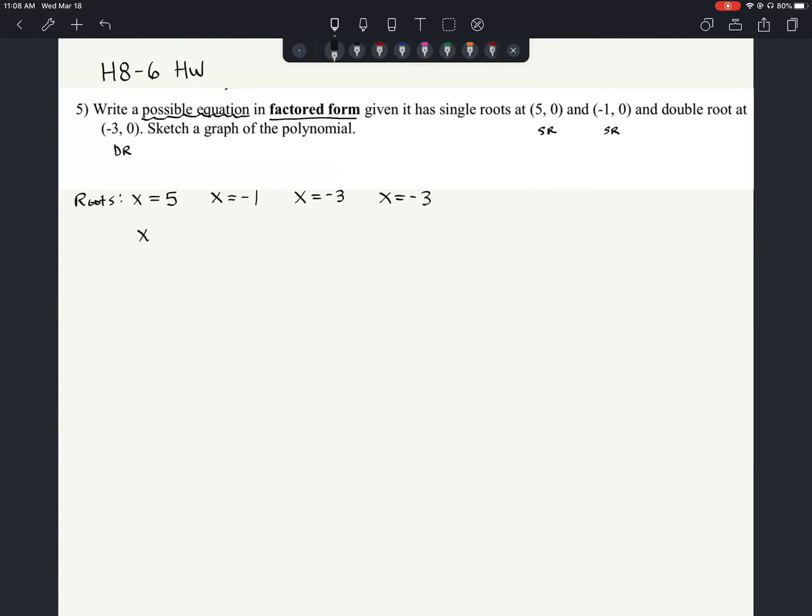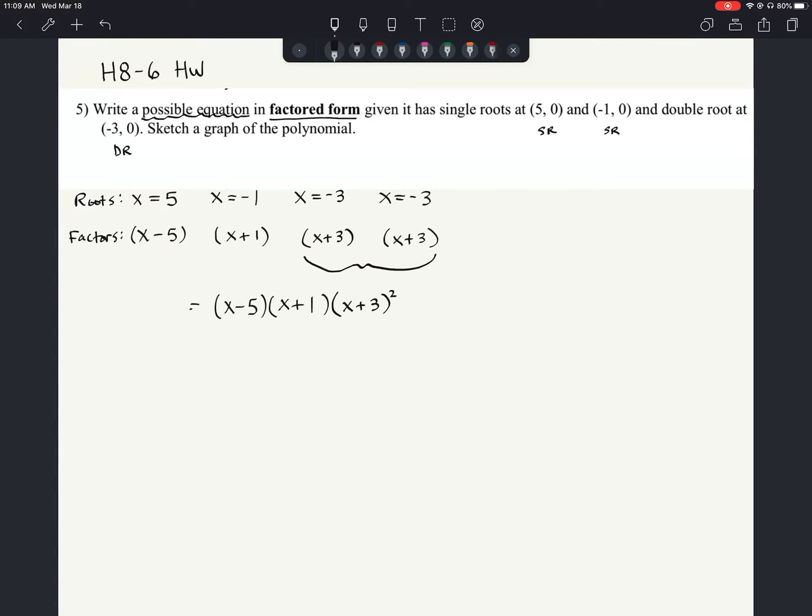So our factors here, the x minus 5. We'd have an x plus 1, and then we'd have an x plus 3 and another x plus 3. But we can take those x plus 3's and combine them into the quantity of x plus 3 squared. And now let's just go ahead here and add in our other two factors. We have x plus 1, and I have x minus 5.